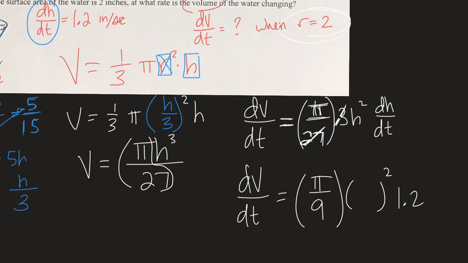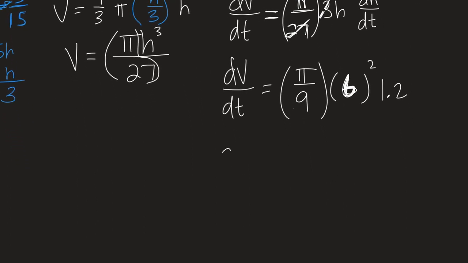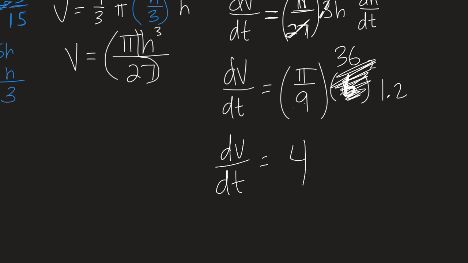So when my radius is 2, if the radius is the height divided by 3, and my radius is 2, then what is my corresponding height? 6. So the height is 3 times the radius if the radius is 1/3 of the height. So I can plug that in here. That's now a 6 squared. Okay, I think I have everything that I need. So let's get to doing this math. 6 squared, that's 36. Would you all agree? 36 divided by 9 is 4, pi times 1.2.